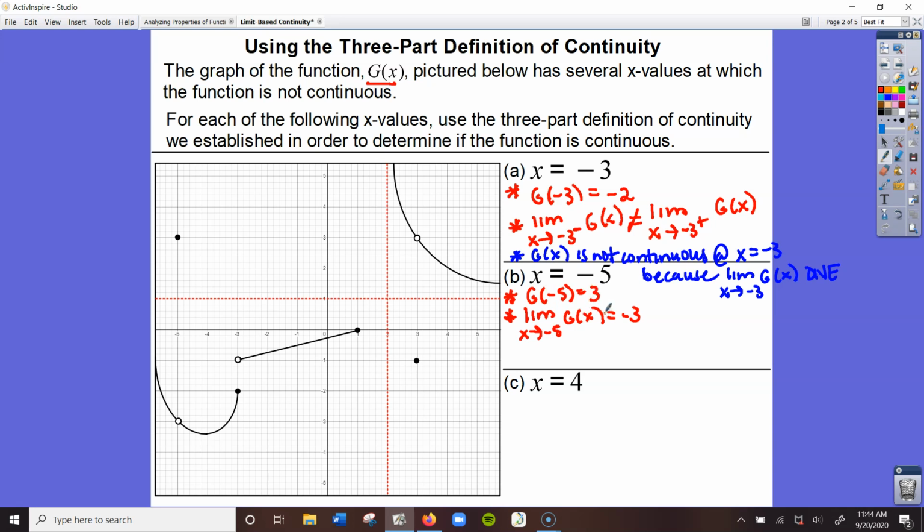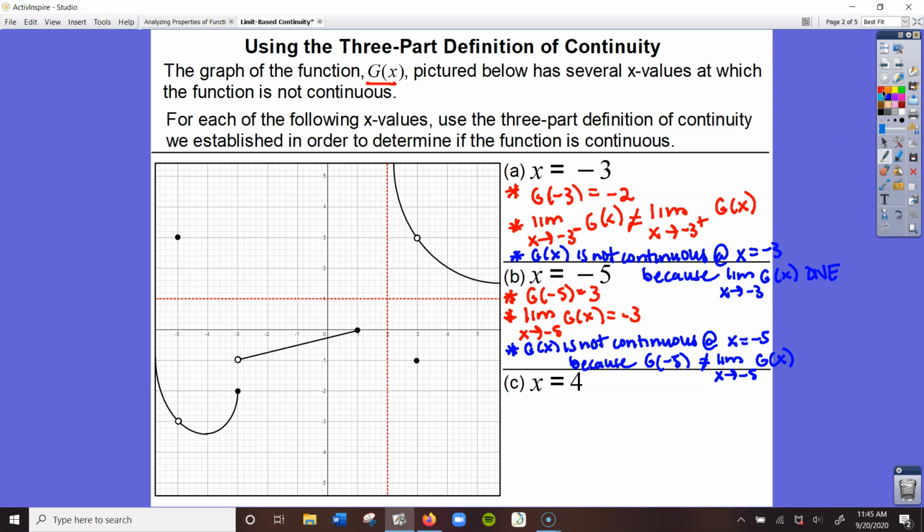Now for our final condition, the defined value must equal the limit value. And since they are not the same, that means that this function is not continuous. So you would state g of x is not continuous at x is equal to negative 5 because g of negative 5 does not equal the limit as x is approaching negative 5 of g of x, since it failed that third condition.